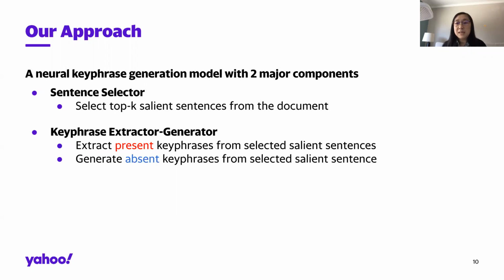And here we say that, okay, we want to leverage the advantages of both extractive and abstractive algorithms. So we are building a single model that can extract present key phrase and in the meantime generate absent key phrase from the selected sentences. And we'll show that it will result in a much better performance than using only one of them.